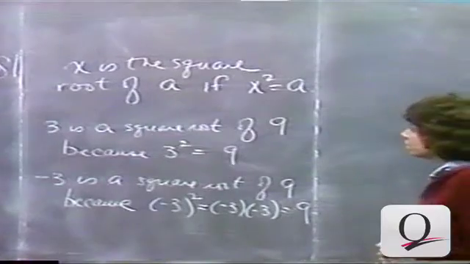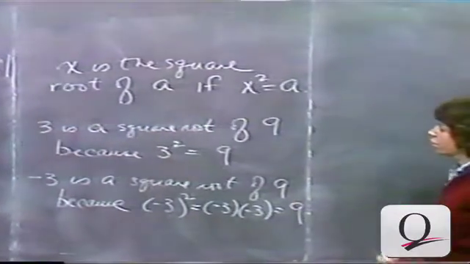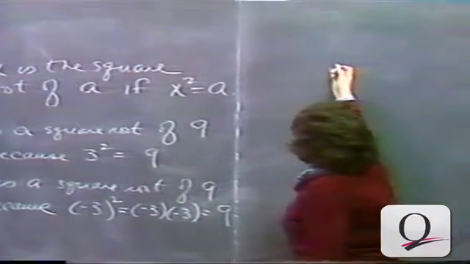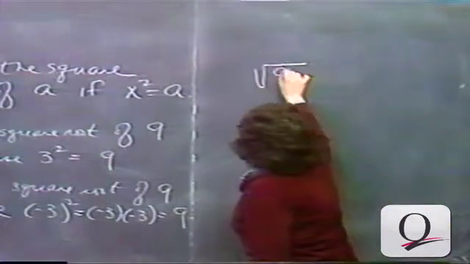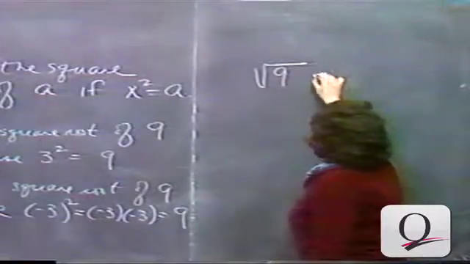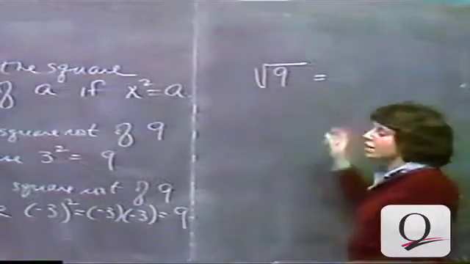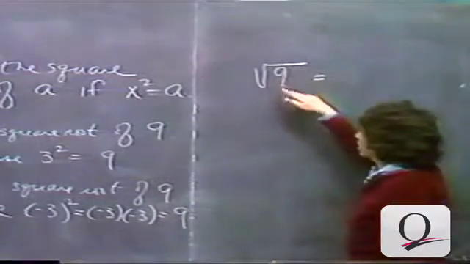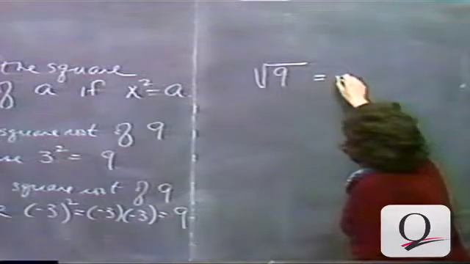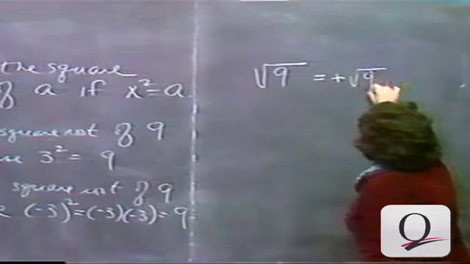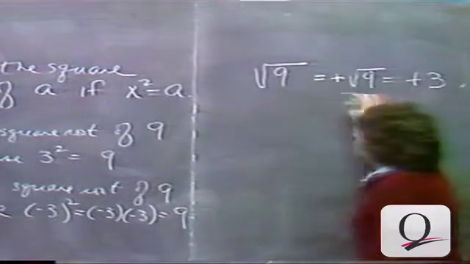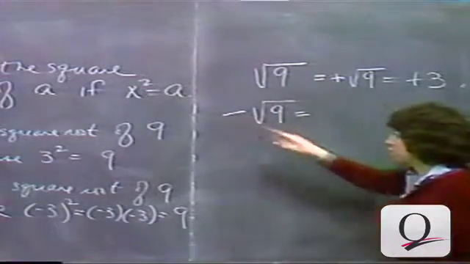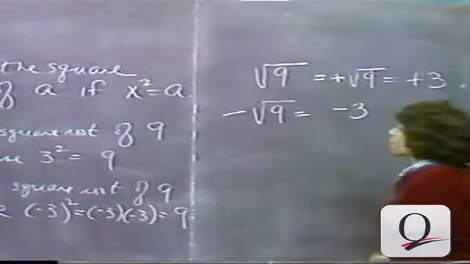We'd like to have a symbol to indicate the square root of a number. We're going to use a radical sign. The square root of 9. Now, we don't want to say this could be 3 or minus 3. We don't want any ambiguity. So we're going to say that the square root of 9, written like this and read the square root of 9, is the positive square root of 9, which is plus 3. And if we want to indicate the negative square root of 9, we have to actually put the minus sign in, and that will be minus 3.